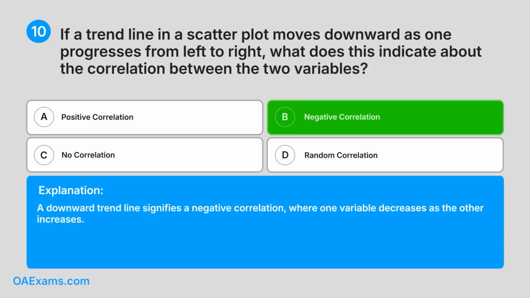Explanation. A downward trend line signifies a negative correlation, where one variable decreases as the other increases.